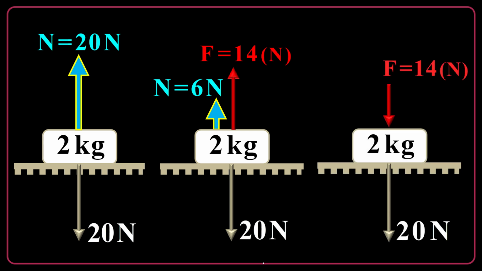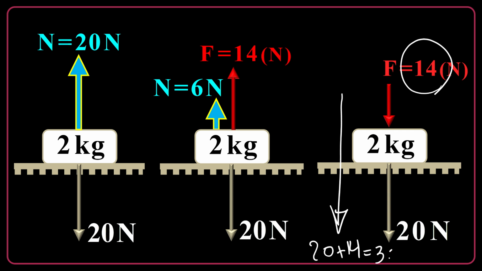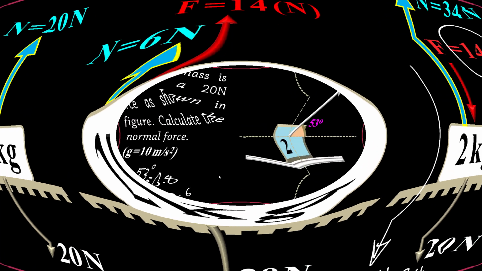The other would be the case in which the object is acted by a downward force of 14 newtons. Here I have a downward net force of 20 plus 14, so it's 34. That 34 must be cancelled by a normal force. How do I know that? Because the object is at rest. It does not have any acceleration. So here the normal force is needed to be exactly 34 newton.